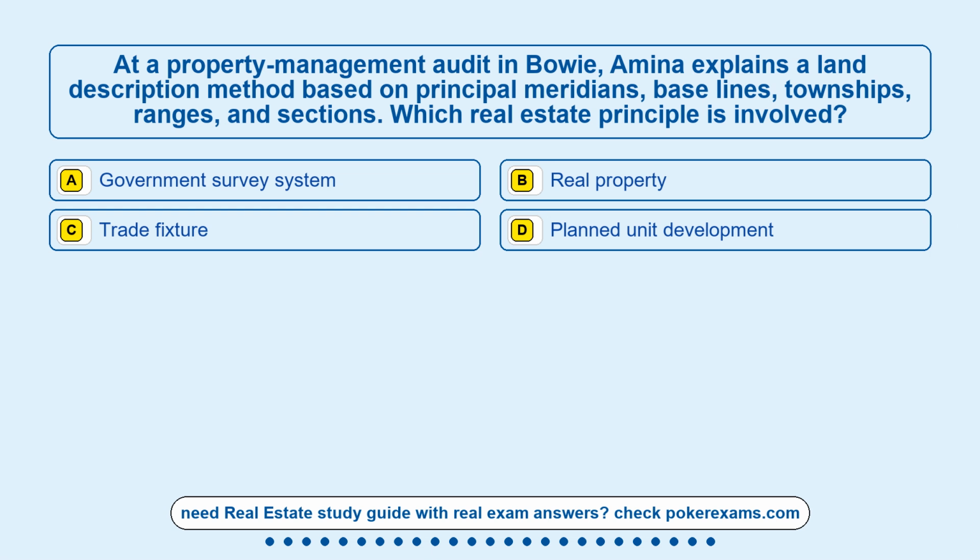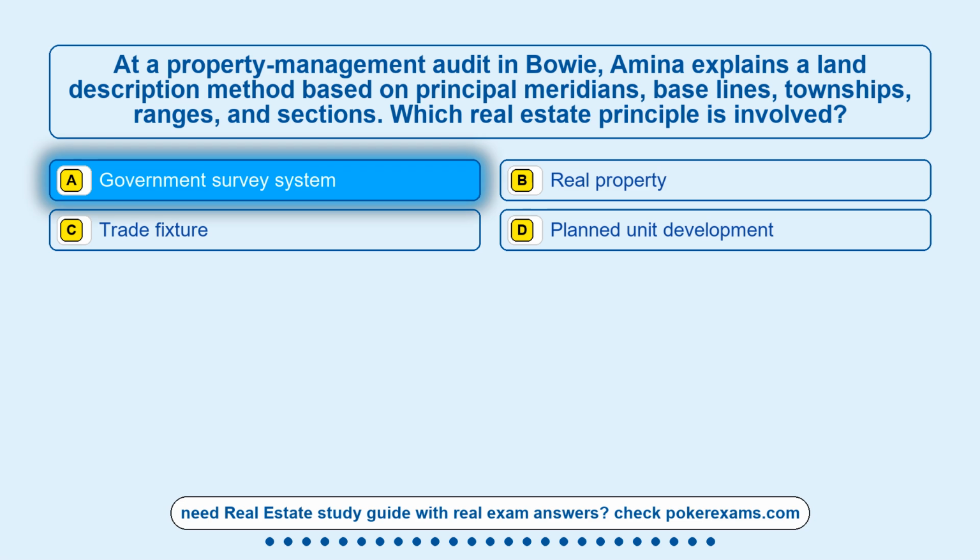Question 14. At a property management audit in Bowie, Amina explains a land description method based on principal meridians, baselines, townships, ranges, and sections. Which real estate principle is involved? Option A, government survey system. Option B, real property. Option C, a trade fixture. Option D, planned unit development. The correct answer is option A, government survey system.